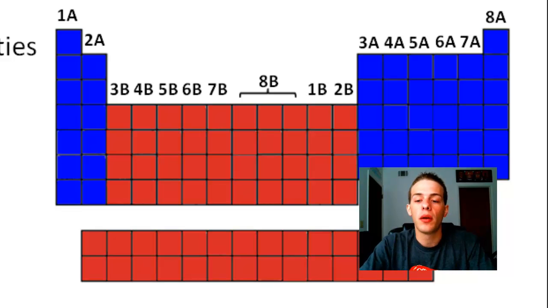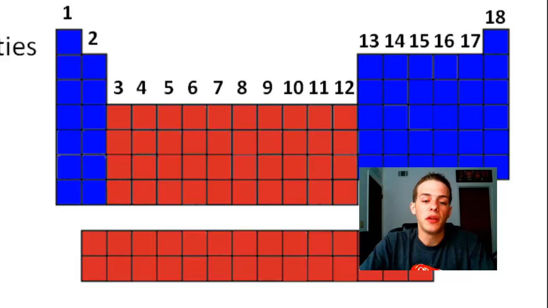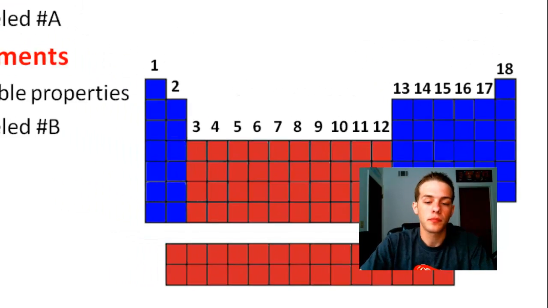But luckily, there is another numbering system out there which simply numbers all of the columns of the periodic table from 1 all the way through 18. This is the numbering system that I personally prefer, and I use it more often than the other one.